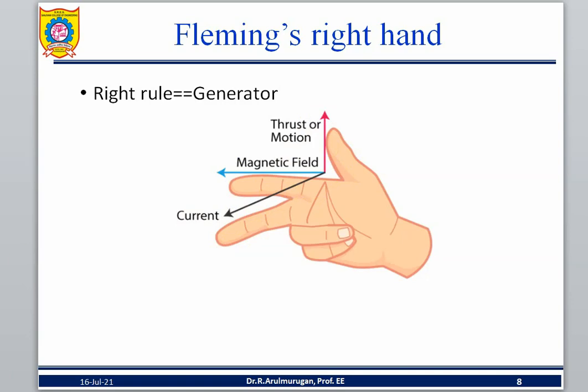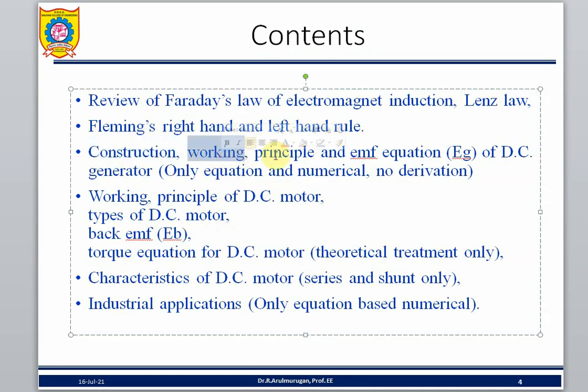And then the next topic: construction, working principle, and EMF equation of the DC generator. What is a generator? First, we are going to look at what a generator is. A generator is a device that converts mechanical input to electrical output, rotating at greater than synchronous speed. A generator produces EMF. What is the EMF? Pi Z N into P divided by 60 into A. That is the induced EMF equation of the generator.